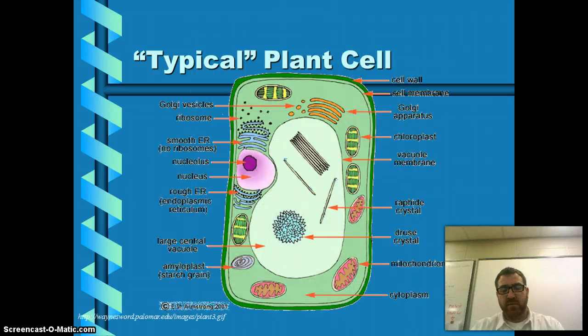Here you have your typical plant cell. It looks very different than your animal cell, although it contains many of the same structures and functions that your animal cell had.